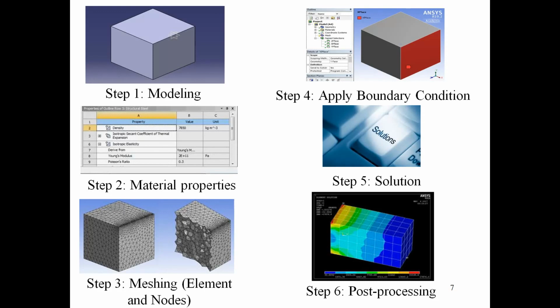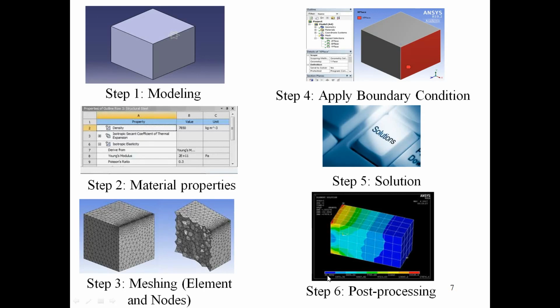The fifth step is the solution. With the help of mathematical equations, the solution will get carried out. In the software, the solution is carried out at the back end. And the last step is post processing. So such a result will be obtained in the FEA software. That color plot, the color zone, is nothing but the contour plot.